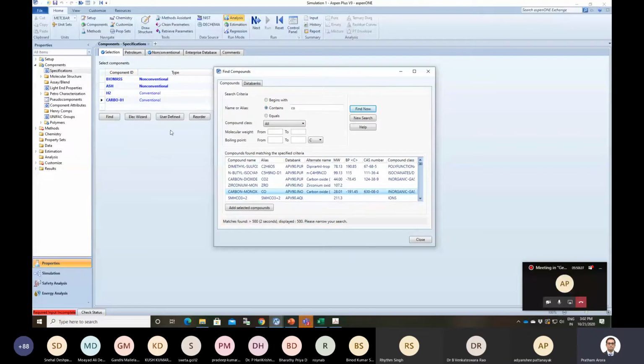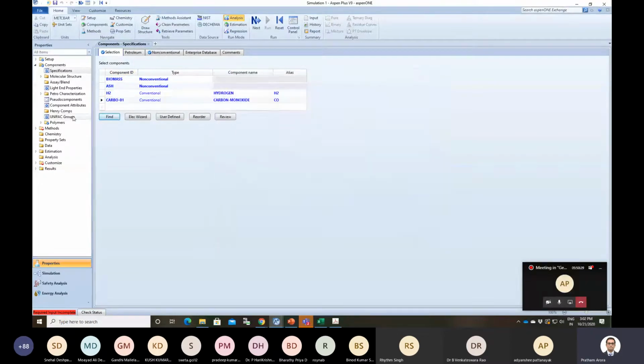And that gets added in here. So that is carbon monoxide. I can change the name for my own convenience. I've written CO and I can press carbon monoxide. So there are two ways to find a compound. Either I can go to find, or if it's a typical compound like hydrogen, carbon monoxide, or CO2, I just type in CO2 and the compound is readily available.